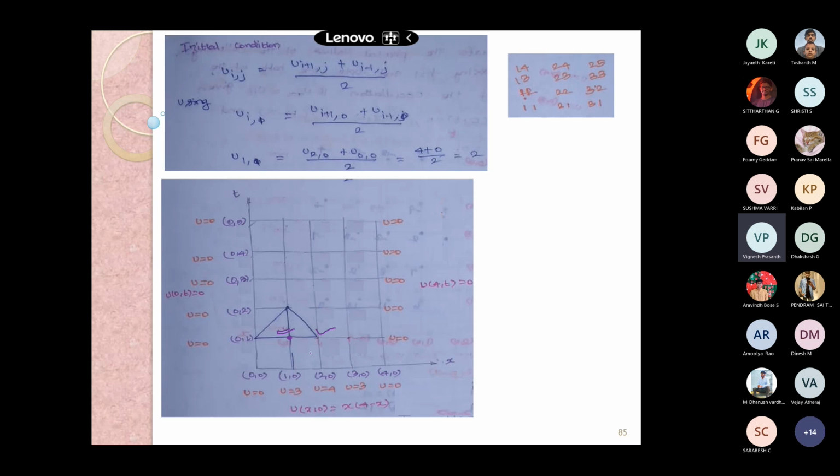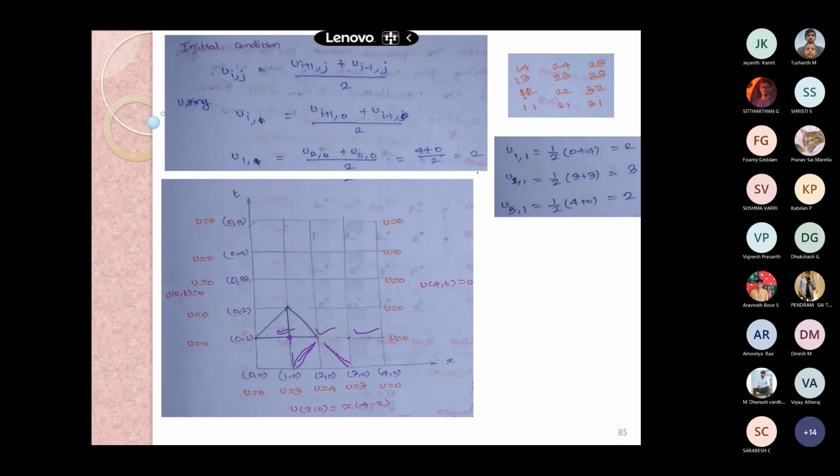Sir, U will be U30. No, this is the point you need to take. 3. 1 by 2 of 3 and 3, again 3, 6 by 2. What is the answer? 3, sir. Good. For this point? Sir, 4 and 0. Then the result is 2, sir.